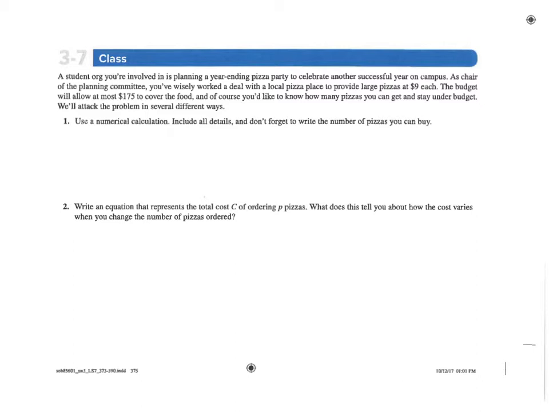Number 1 says use a numerical calculation. Include all details and don't forget to write the number of pizzas you can buy. Really, another way of saying this is use your common sense. Pretend that you didn't know any algebra. What would you do? Well, if you had $175 and those pizzas cost $9 each, you're going to go ahead and divide. And we get roughly 19.4. Since you can't buy 0.4 pizzas, you can afford at most 19 pizzas.